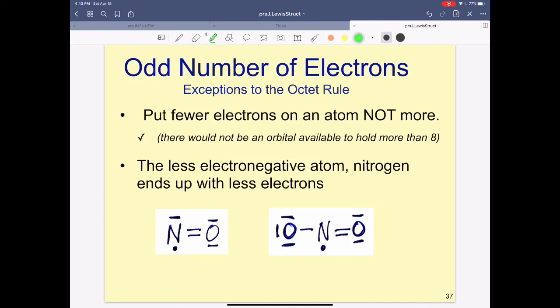We always want to end up with fewer electrons on an atom, not more, and the less electronegative atom, which is nitrogen in this case, will end up with fewer electrons. As you can see here, the nitrogen ends up short without the octet, and again here the nitrogen is ending up short without the octet.